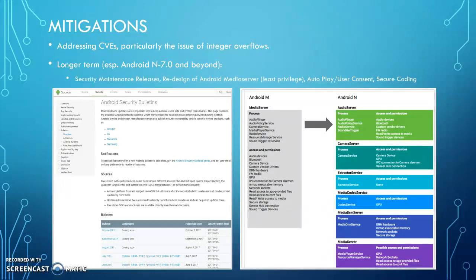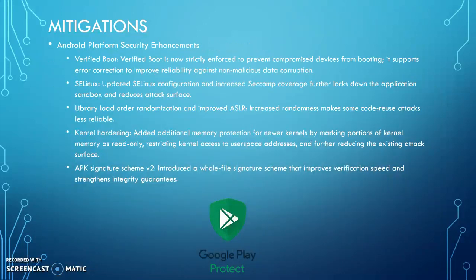The other more interesting one is the redesign of the Android media server architecture. As you can see in the bottom right, comparing Android M, which is Android 6.0, to Android N, which is 7.0, media server initially had a significant amount of privileges, so they redesigned the whole media server architecture. They broke it down into multiple different components, each component having the least privileges that it needs, as well as other interesting fixes, such as detecting integer overflows and shutting down the process. They also try to reduce the cases where autoplay will happen with messages, and of course secure coding best practices. Then from a platform perspective, Google continues to do platform level enhancements.